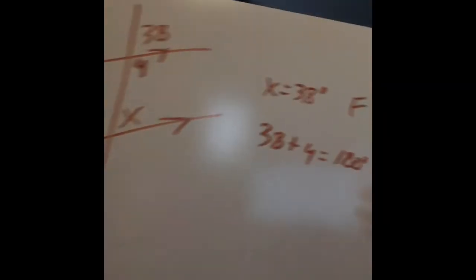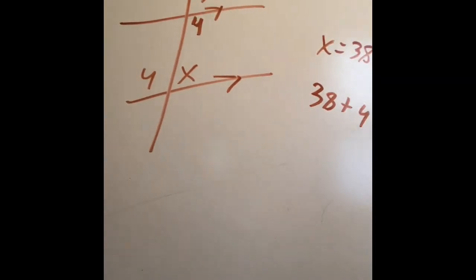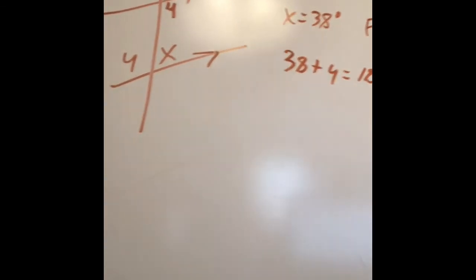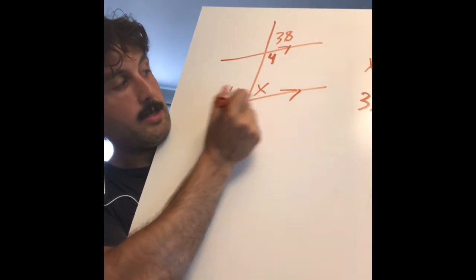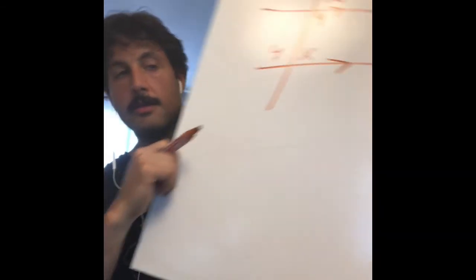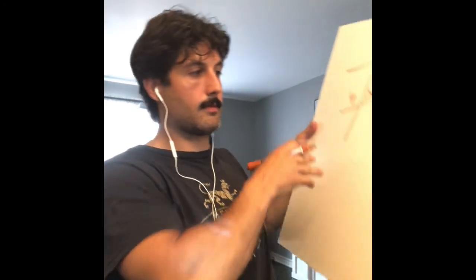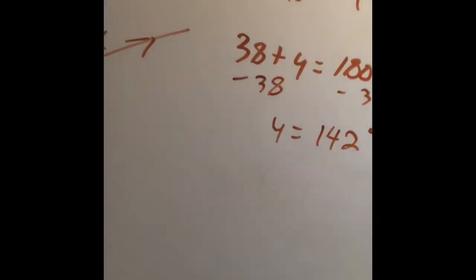So take a look again. There's the 38 degrees, and the Y is a straight line. It's good for there, it's good underneath as well. If we know X is 38 and Y, straight line, so subtract 38 from both sides, and Y is equal to 142 degrees. Good. So there's the first one.